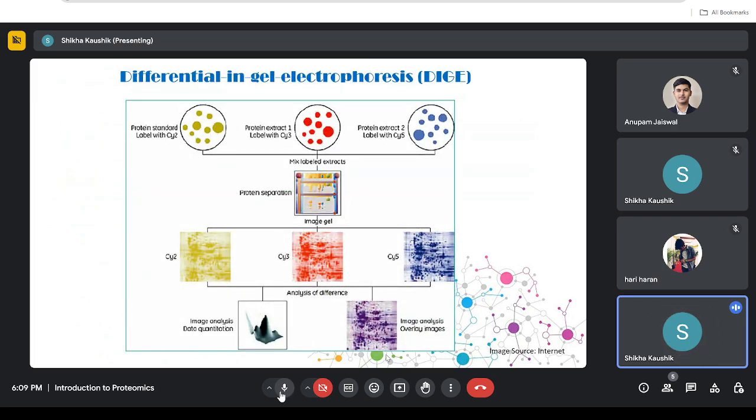This is just an image showing how differential in-gel electrophoresis looks like. It is an advancement of what we have studied in two-dimensional electrophoresis. It allows you to do multiplex studies, so you can run one, two or three samples together in one gel, and it saves a lot of your time.